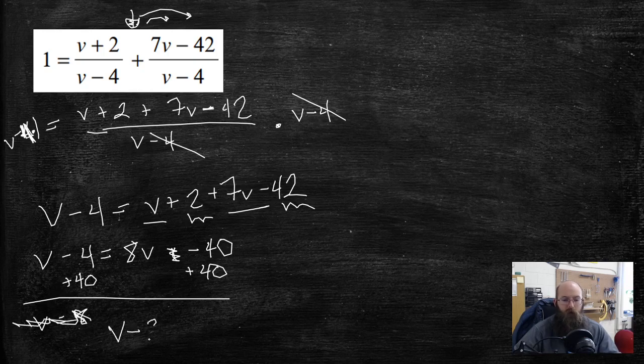All right, so that's v minus 36 equals 8v. I don't get a tally for all of you that are trying to keep track of that, Ashton and Maddie, but because I caught it beforehand.